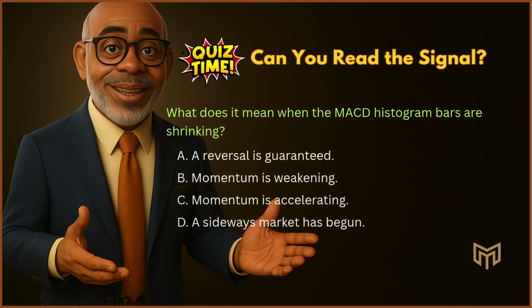Question 4. What does it mean when the MACD histogram bars are shrinking? Is it A, a reversal is guaranteed, B, momentum is weakening, C, momentum is accelerating, or D, a sideways market has begun? Think about what shrinking bars tell you about the strength of the current move.